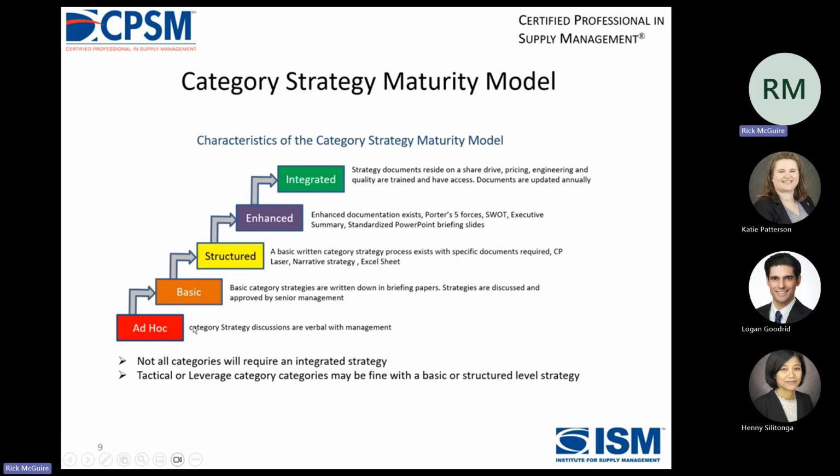We have a lot of stuff down here. We have some stuff in basic and some stuff in structured. We haven't really gotten to the integrated set yet. And not all commodities are going to require this top level integrated strategy, only a certain number of strategic commodities. Most of them are going to be down in here. It's a basic written strategy of where you're headed, but it's not a lot of detail.